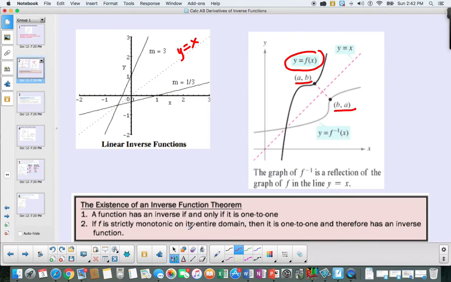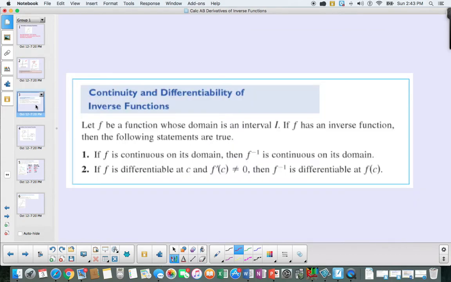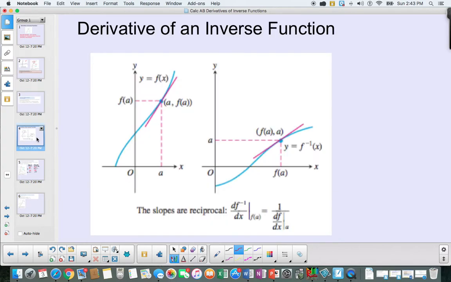Now the only way we can have an inverse is if f is one-to-one. In other words, it passes the horizontal line test. It has to be strictly monotonic on its entire domain, which means it's either always increasing or always decreasing. You can only have differentiability and continuity for the inverse if f is continuous on the domain and f is differentiable. Let's take a look at how we find the derivative of an inverse function.